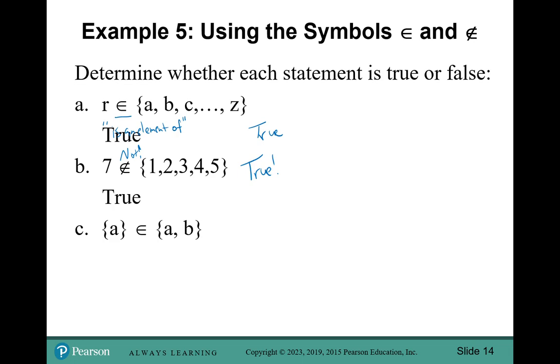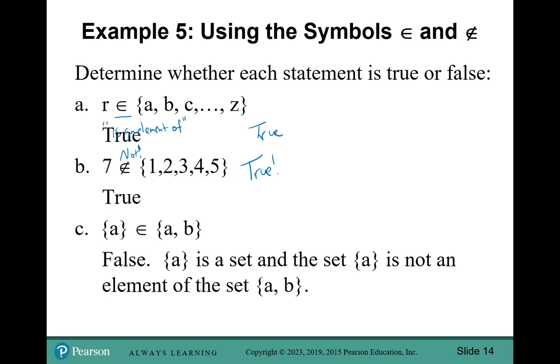If we look at the next statement, {A} is an element of {A, B}. Is this true? Well, no, it's not true. This is where things get a little tricky. This is false, and this is one of those trick style questions. The set {A} is a set, and the set {A} is not an element of the set {A, B}. The element A is a member of the set {A, B}.